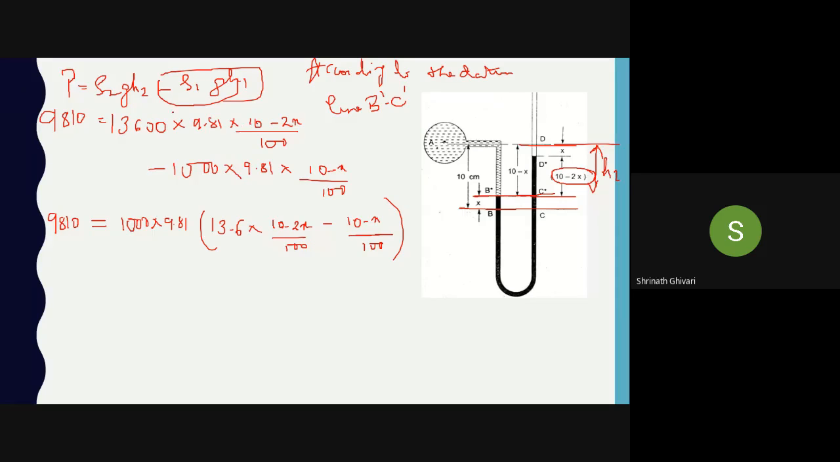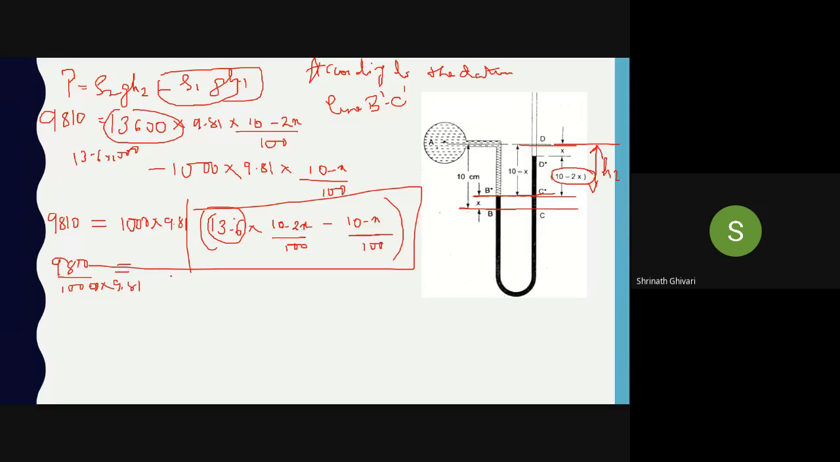See what I have done is, I have written directly 13.6 into 1000. So I have taken out 1000 from this, so it becomes 13.6 again. So it will be easy for you to calculate. Otherwise, you have to multiply this with this with this. What you can do is 9810 divided by 1000 into 9.81. Try to solve and let me know the answer. First, I want the value of x.